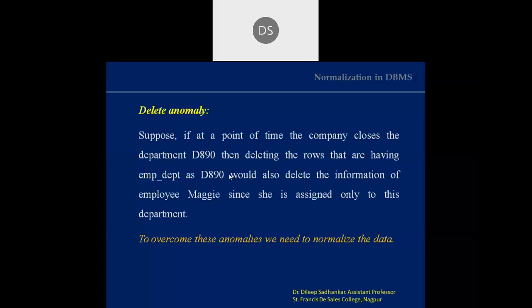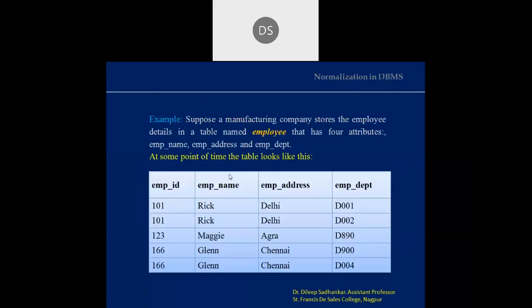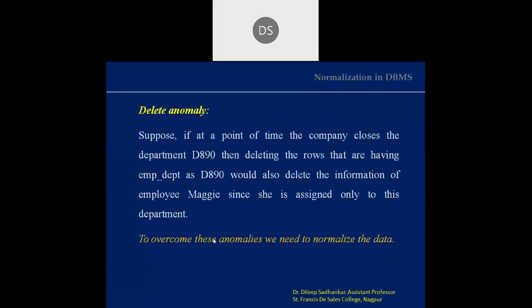Now the anomaly when we try to delete the data, the issue we can face here we can discuss. Suppose at a point of time the company closes the department D890. Now one of the departments is closed, and for that we have to remove that department entry. As we can see in the table, if I remove this department entry D890, along with that the employee named Maggie, who is working in that department, her entry will also be deleted. That means that employee entry from the database will be removed, and that is the problem. So that resulted in a delete anomaly.